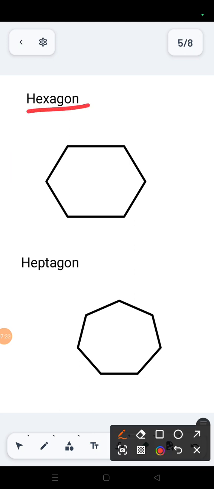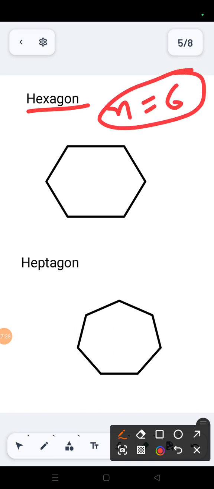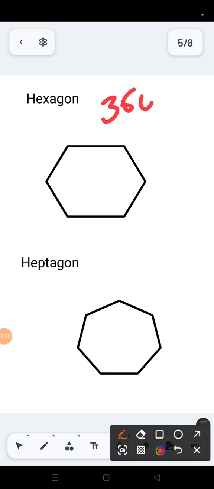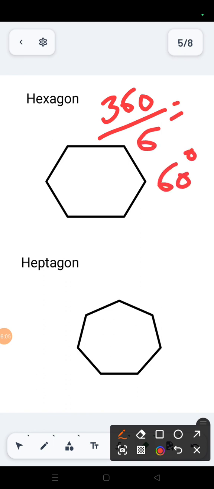Now come to the next, hexagon. In the case of a hexagon there are six sides. In a regular hexagon there are six equal sides, and each angle is equal. So you can calculate the value of each interior angle in the case of a regular hexagon. How can you calculate? You can calculate it by dividing 360 degrees by 6. So it will be 60 degrees. So each interior angle in a regular hexagon is 60 degrees.